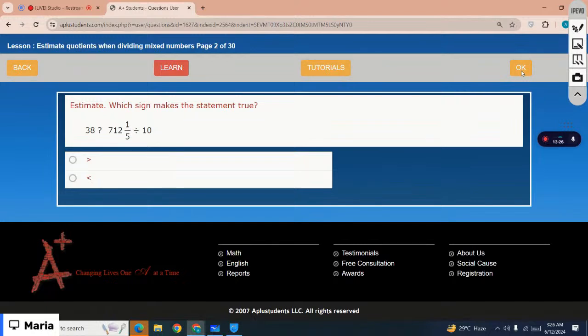Okay, the next one is: estimate 38 and 712 whole 1 by 5 divided by 10. That's the one we did in the tutorial. So which is the correct option?